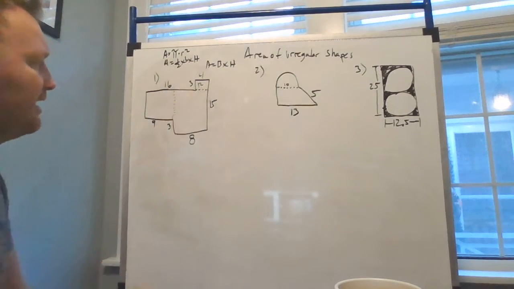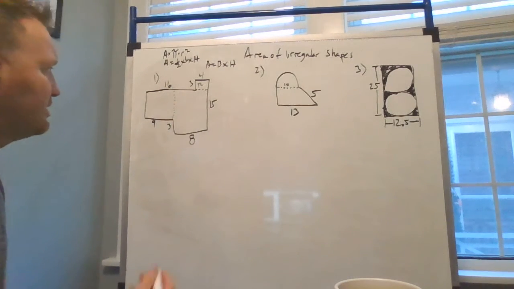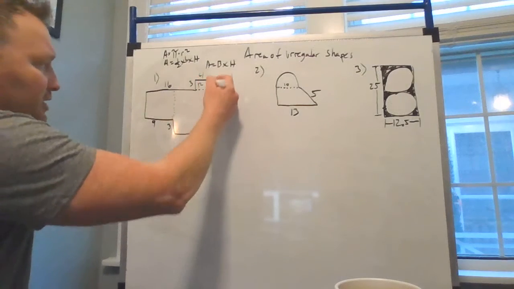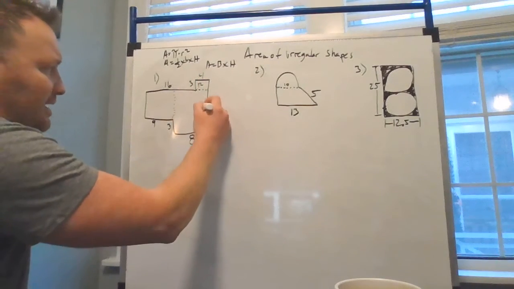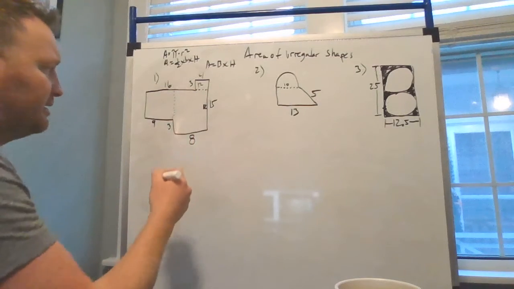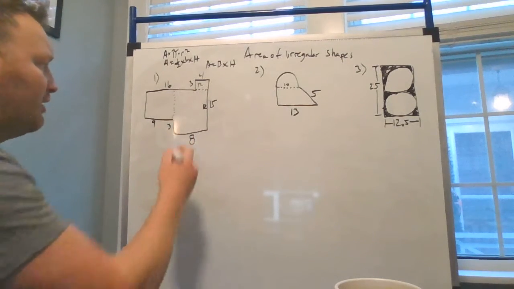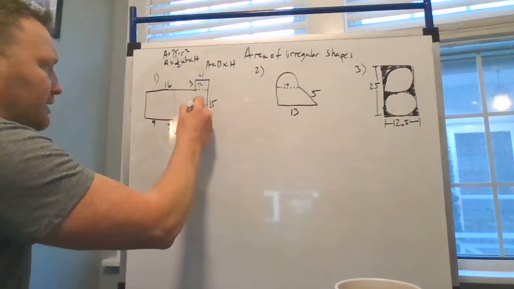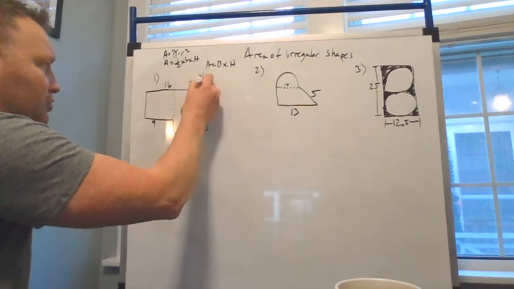Alright, well, now you got to make sure your dimensions are right, because if I got 3 here and this whole thing is 15, that means this is now worth 12. Alright, so I'm going to find the area of this, and I'm going to do 8 times 12, and I'm going to get in here 96.